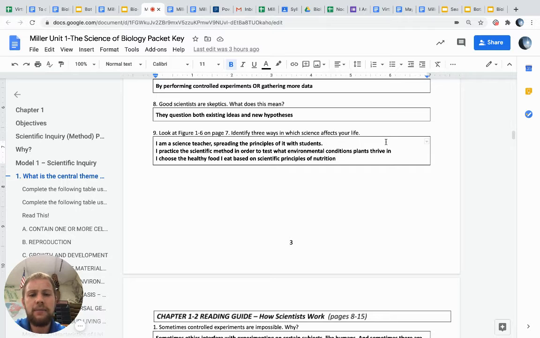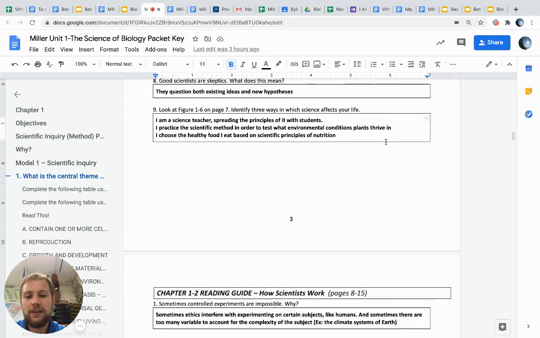I practice the scientific method in order to test conditions that allow plants to thrive or not succeed. So I might test the amount of water needed on a jade plant, and I would test based on observations and how the plant is doing. Is that too much water, not enough, or maybe how soil type is impacting it? And then based on the principles of science, I choose a healthy diet. So nutrition is one area of science that I reference daily as I make decisions to, say, eat an apple for lunch every day.